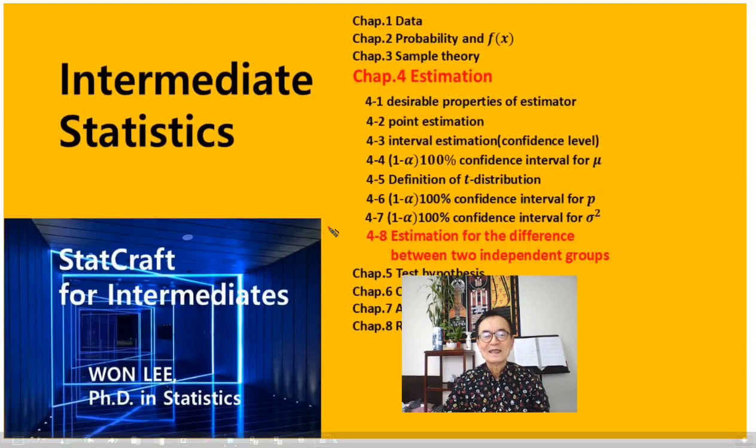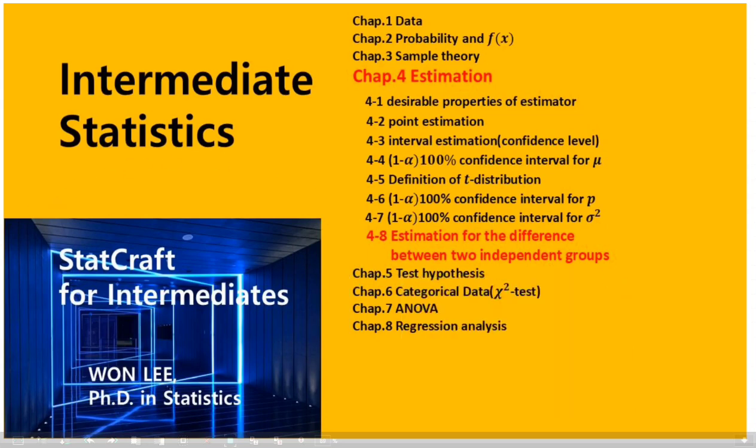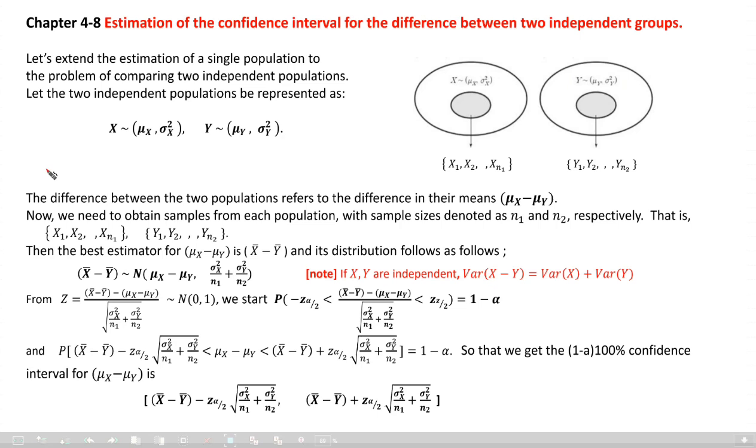Everyone, I'm 1D. Today, section 8, estimation for the difference between two independent groups. Groups means populations, okay? We have dealt with one parameter so far. Now, it is a little difficult and new paradigm, I think, two populations problem. Okay, what is that? In this lecture, you will learn estimation of the confidence interval for the difference between two independent groups.